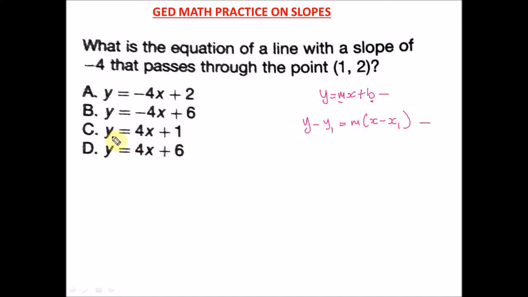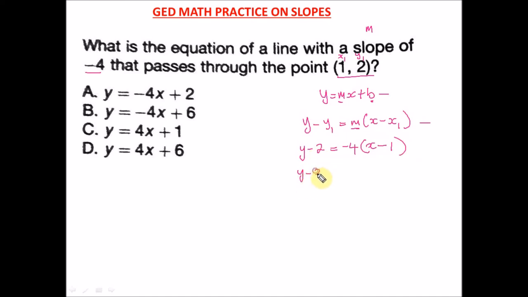Make your equation such that y stands alone on the left hand side of the equation. We already have our point, x1 and y1, so we're going to put this point into this formula, and our m will be minus 4, which is the slope. Remember, the symbol for slope is m. Now let's put this into the equation. We have y minus y1, which is 2, equals our slope minus 4 times x minus x1, and x1 is 1.